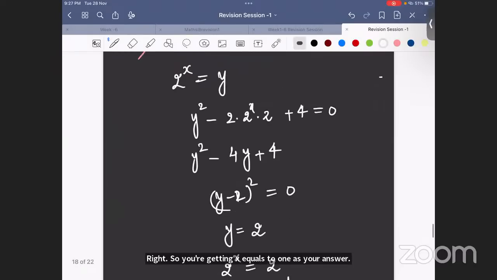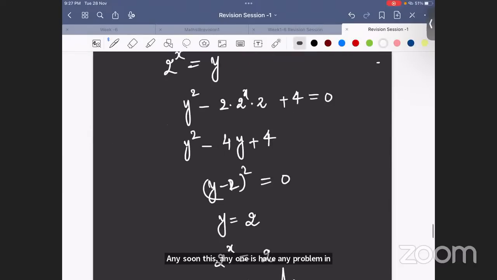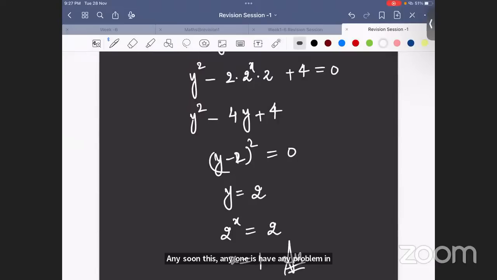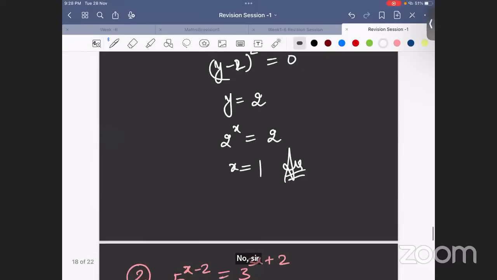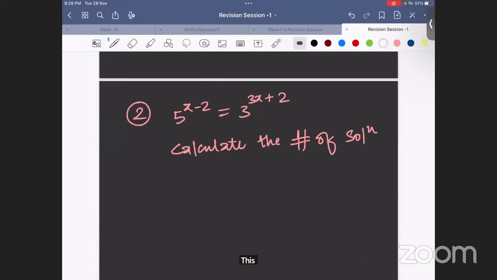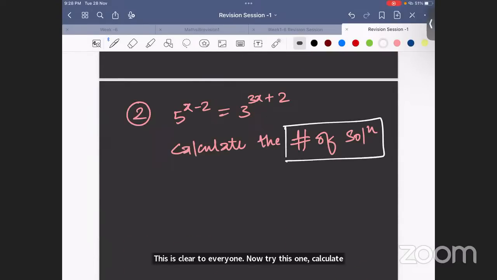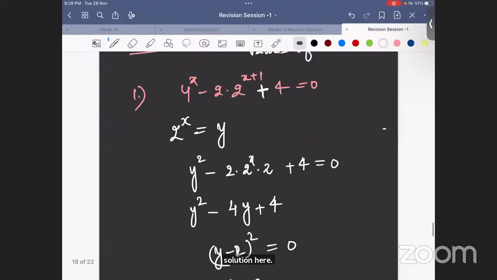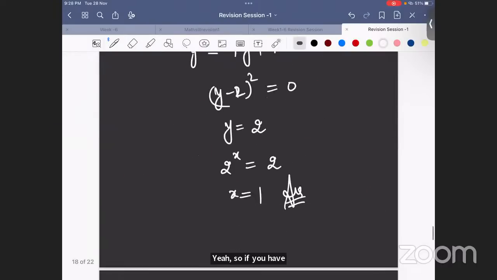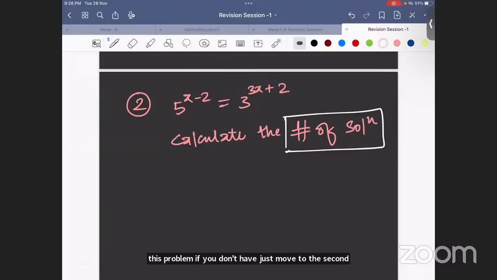Any issue in this? Anyone is having any problem in this? No, sir. Okay, this is clear to everyone. Now try this one. You have to calculate the number of solutions here. If you have any doubt, you can just ask me for this problem. If you don't have any, just move to the second question. You have to calculate the number of solutions here.